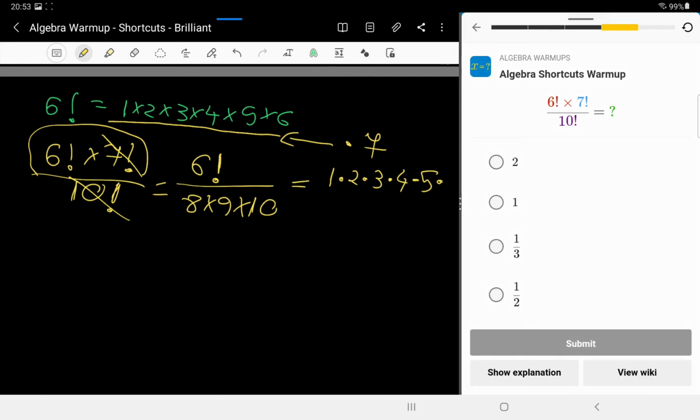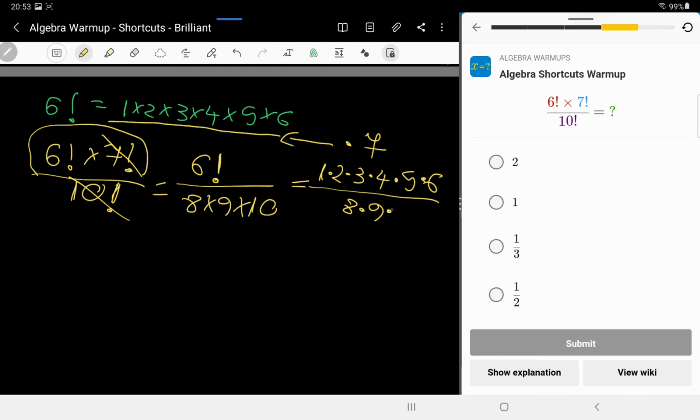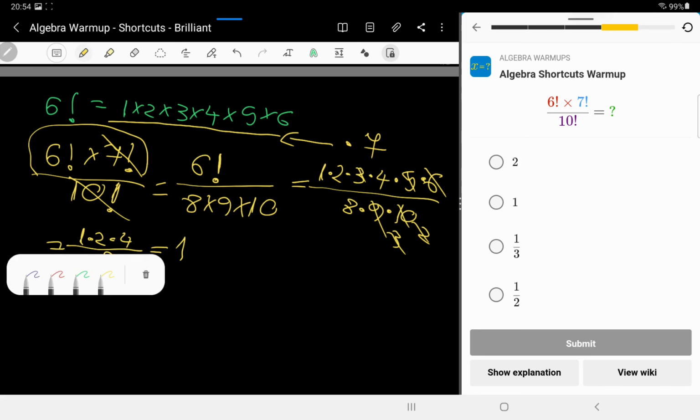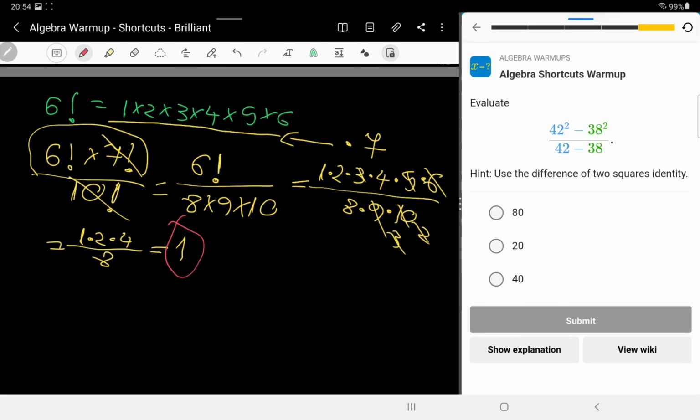So let me scratch this and write smaller. So it's 1 times 2 times 3 times 4 times 5 times 6 over 8 times 9 times 10. This is equal to, you have 5 with 10, that's 2, 9 with 3, that's 3. What else can you do here? 3 times 2 with 6, and then there's left 1 times 2 times 4 over 8. So this is equal to 1. Interesting. Let's see if we're right. Yep.